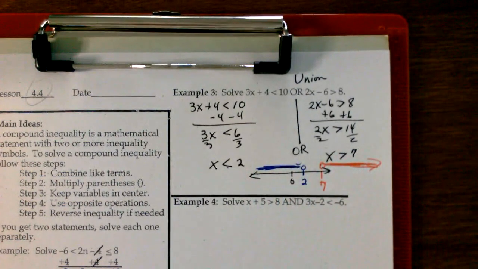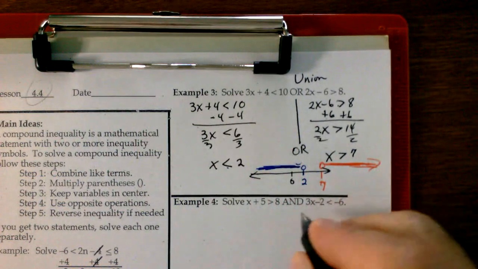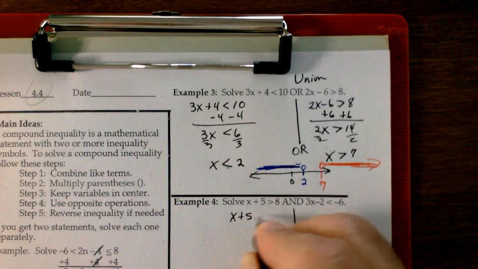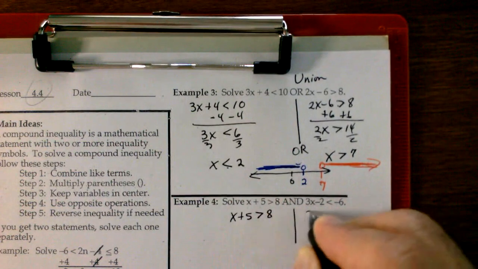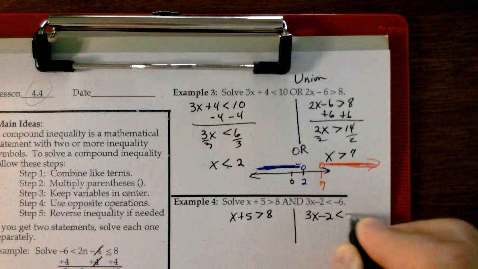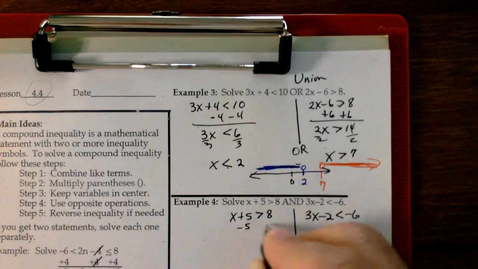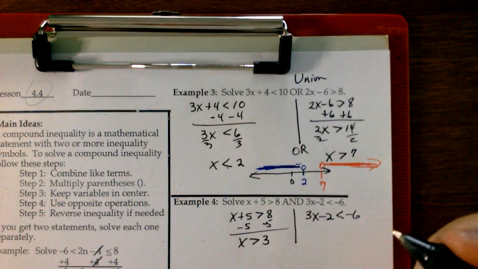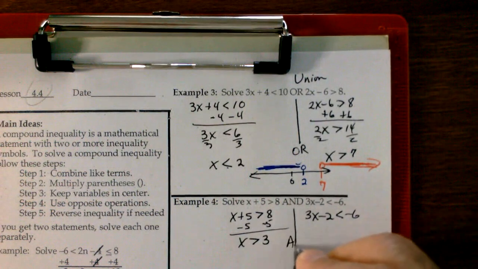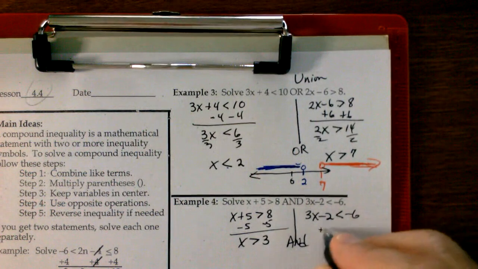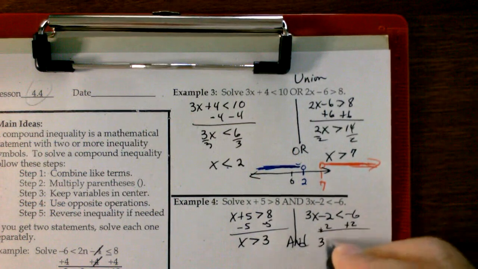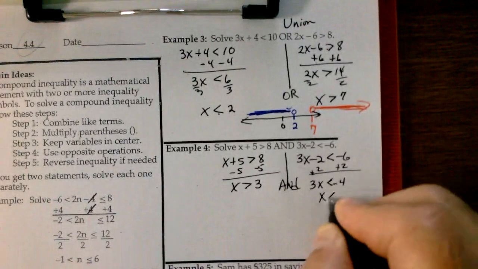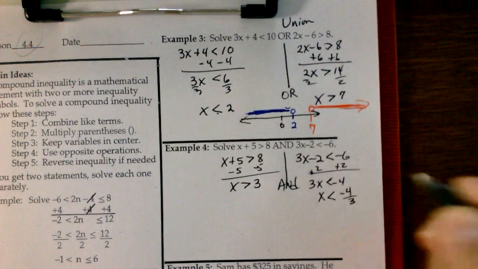Take a look at the next one. The word and means it has to be in both. I'm just going to make a line and do each one separately. And you have that, and you have this. Subtract 5. X is greater than 3. And add 2. You're going to get 3x is less than negative 4. X is less than negative 4/3.